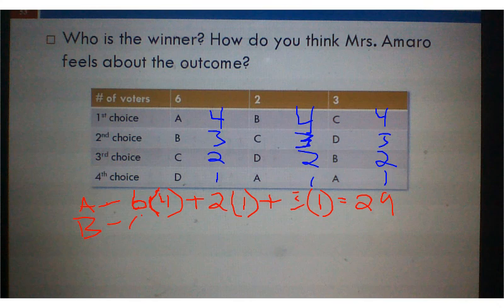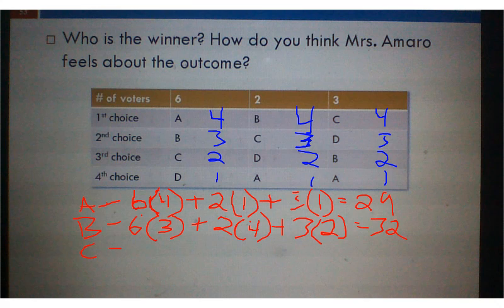B. There were 6 people who thought B should be in second place. There were 2 people who thought it should be in first place, so 4 points. And then 3 people who thought it should be in third place, so 2 points. So 3 times 2. And that's going to come out to be 32. Even though A had a lot of first place votes, B had a lot of second place votes and then some first place votes to go with it. So overall, a little bit better than A.